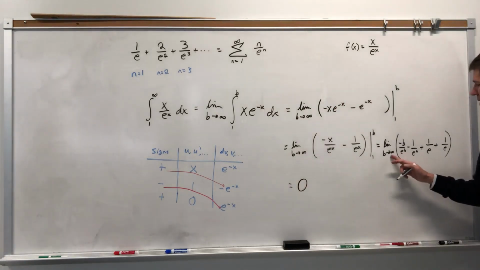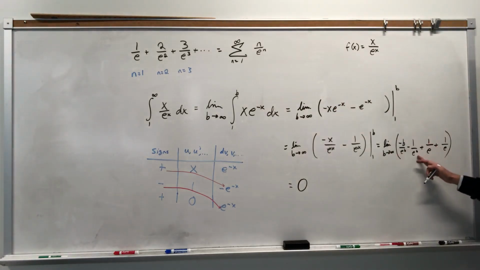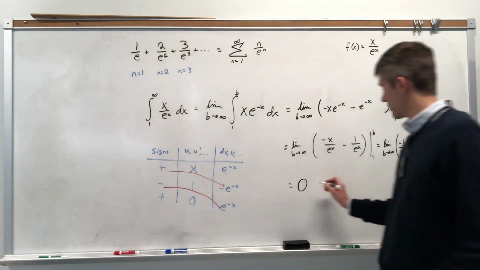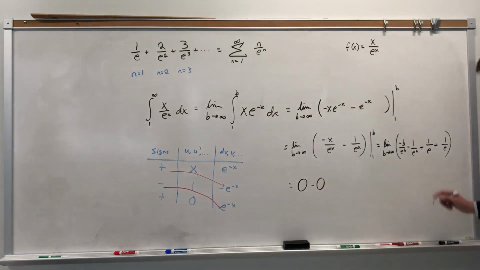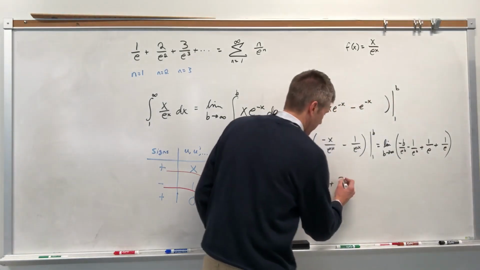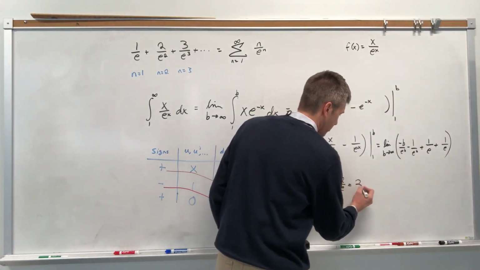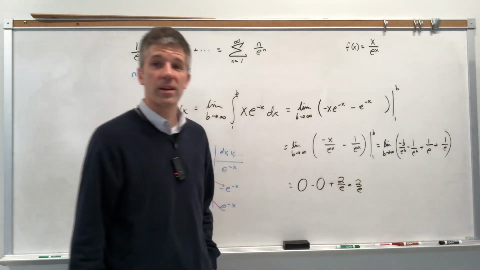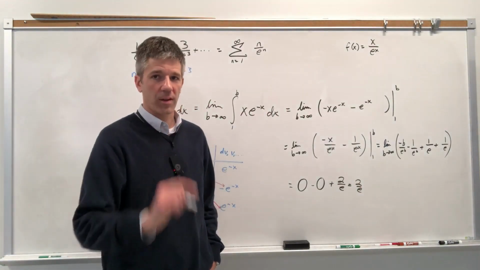Okay. B approaches infinity. 1 over e to the infinity, that's pretty much 0. Plus 1 over e plus 1 over e. That would make it 2 over e. So I have 2 over e. Am I glad that it's 2 over e? I don't care. But I do care that it converged.